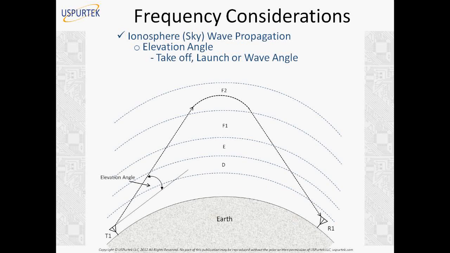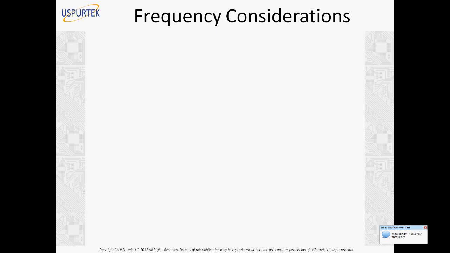Now, there are a few things that we need to understand about skywave propagation. First thing is the elevation angle. At what angle am I launching the wave into the environment? This is called the elevation angle, because this does have a bearing on how far the RF wave will be reflected and how far we can receive it on the other side of the Earth. It's also called takeoff, launch, or wave angle.